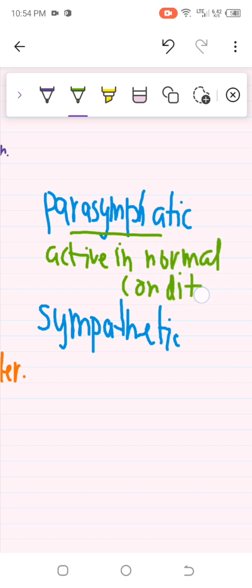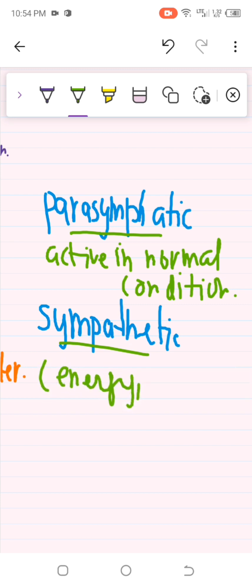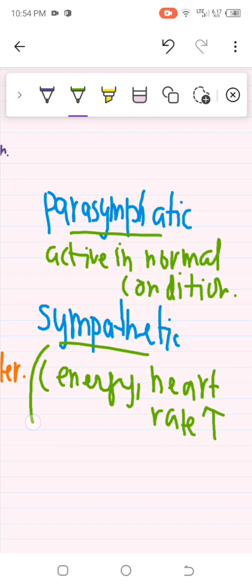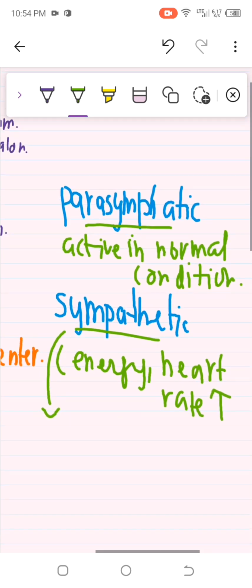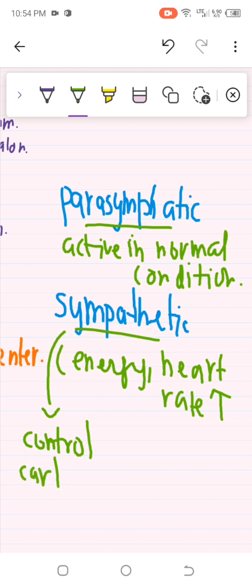But the sympathetic nerve gives energy and helps to increase the heart rate. This sympathetic nerve controls the cardiac output. So it can be asked which nerve controls the cardiac output, and that will be the sympathetic nerve.